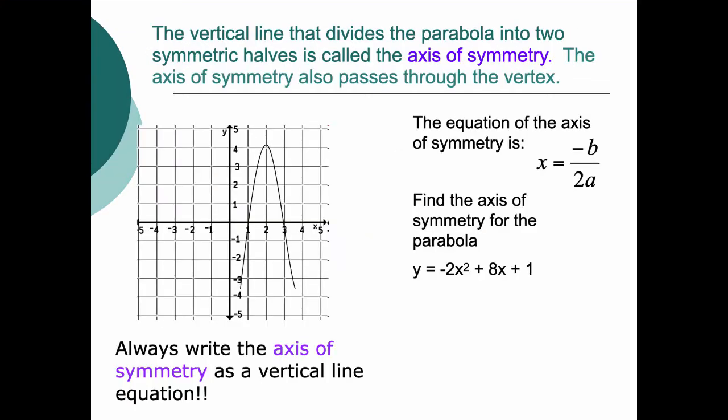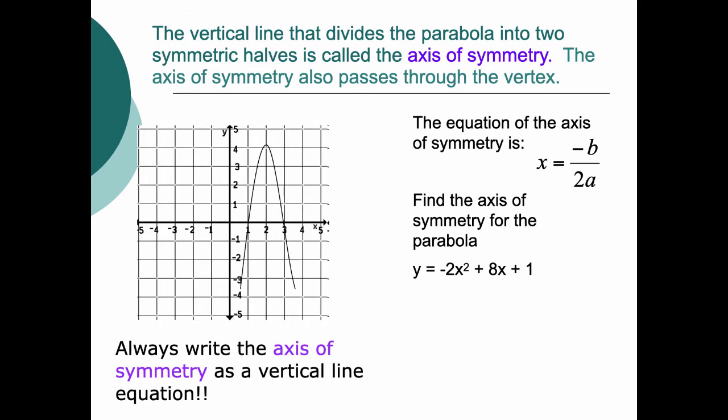So the vertical line that divides the parabola into two symmetric halves is called our axis of symmetry. The axis of symmetry also passes through the vertex. And we're going to talk about the vertex more on the next slide. So to find the axis of symmetry, if we're just given the equation, this is where we need to know what our coefficients are. The line of symmetry is a vertical line, and vertical lines are written as x equals some number. So the equation for finding the axis of symmetry is x equals the opposite of the b coefficient over 2a.